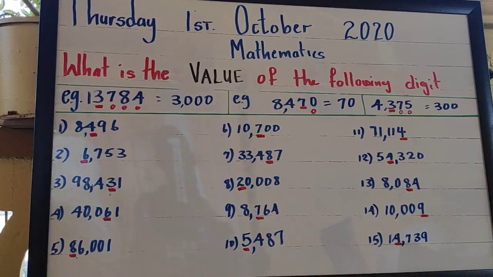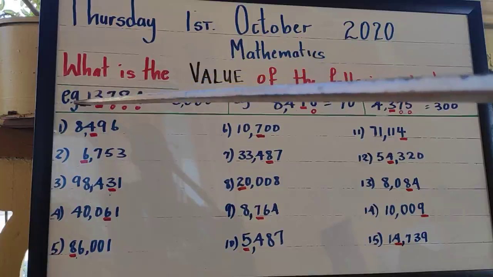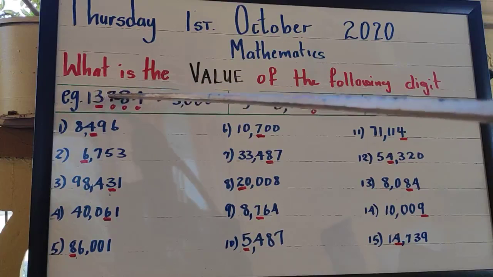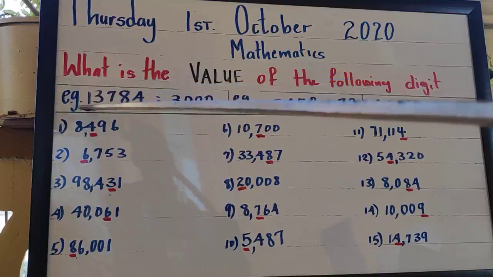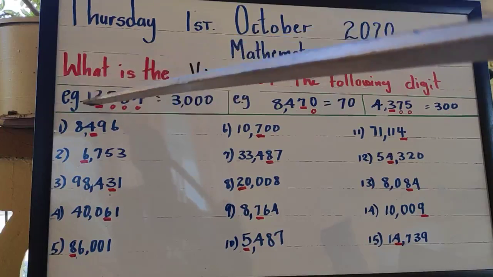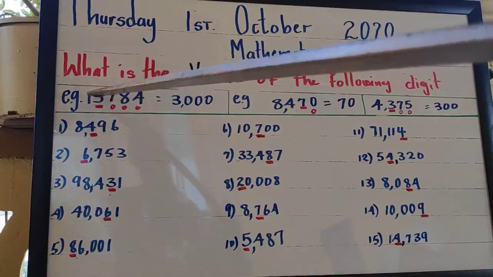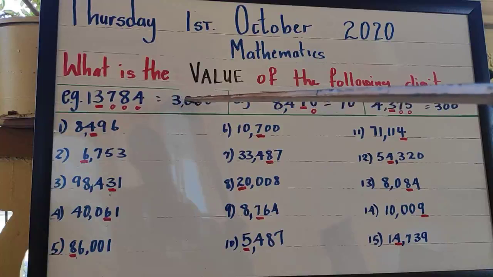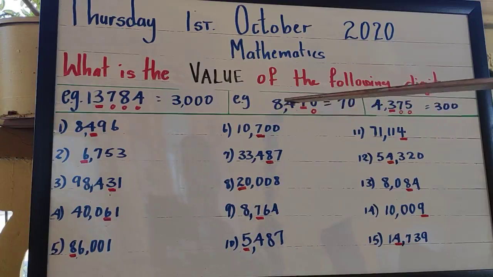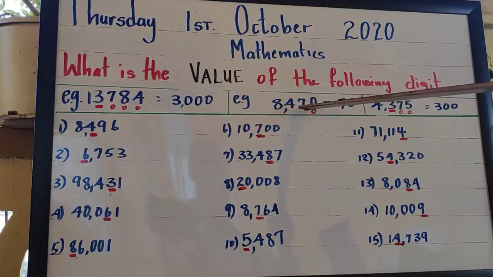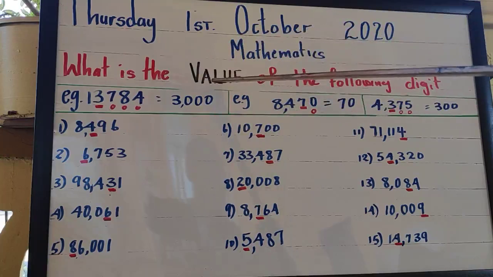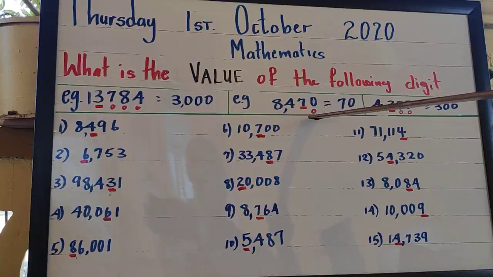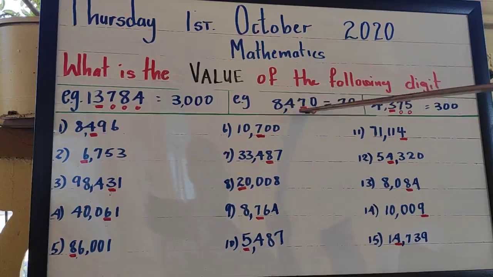So let's look at our board here. We have 13,784. The place value for that 3 is 1,000. We have 3 zeros, so we write the value of it as 3,000. We come here. We have 8,470. All right. The place value is tens, but what is the value? The value of the 7 tens is 70. You see, add the 0.